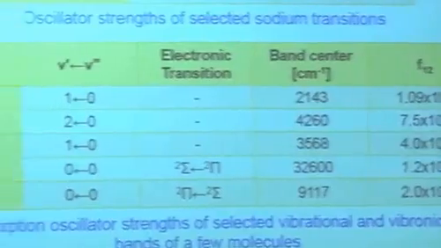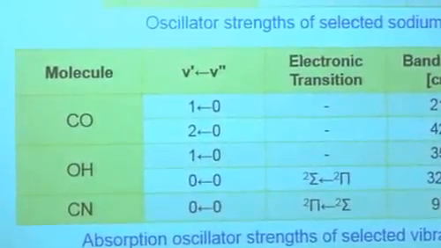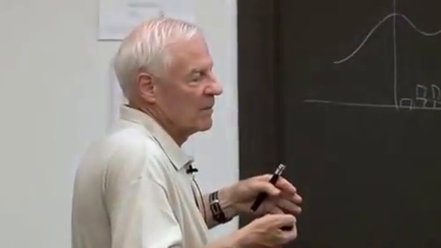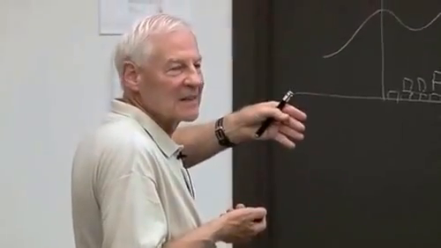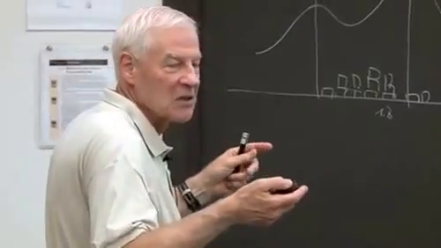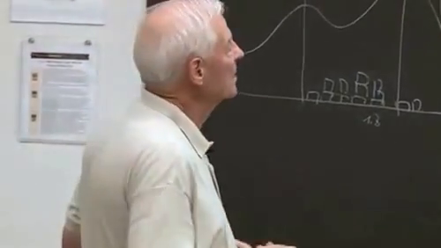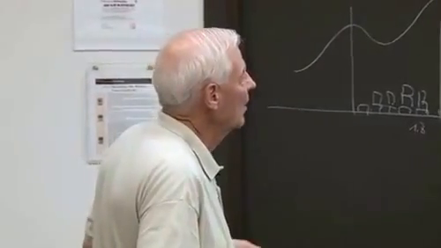So vibrational transitions are much weaker, have much lower probabilities than electronic transitions. No surprise, an oscillator strength of 1 corresponds to a free electron, and sodium is closer to a free electron. A molecule that's just vibrating is a long way from a free electron. So if you think in terms of oscillator strength, these look pretty weak. Although the one I like the best is CN.